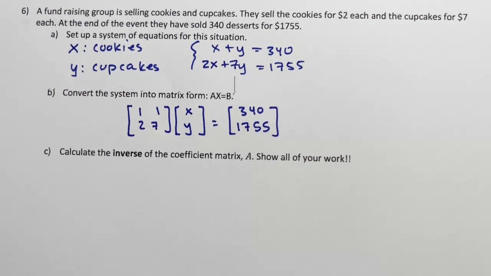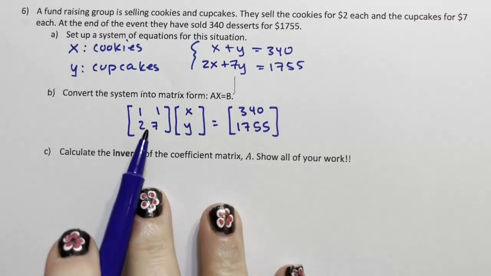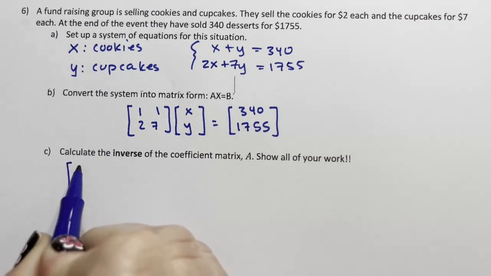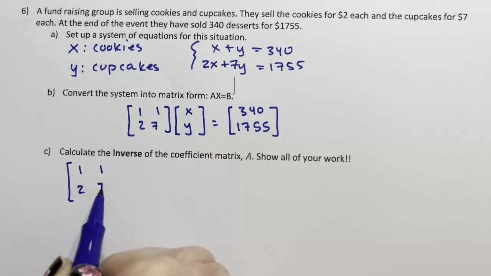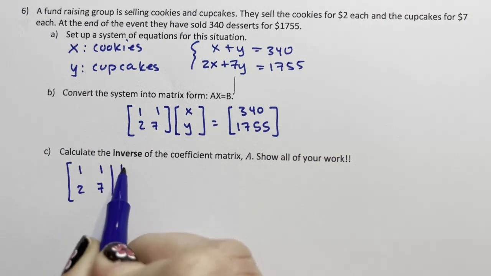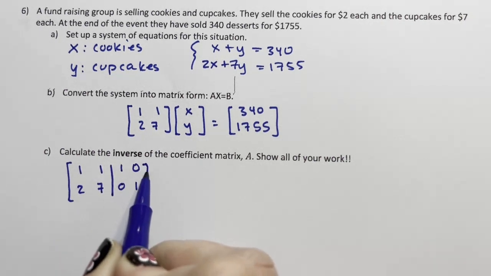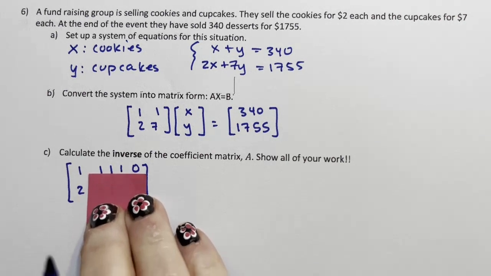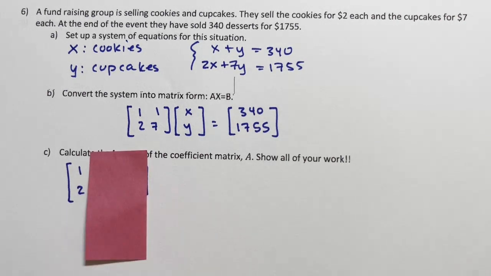Okay, next it says calculate the inverse of the coefficient matrix. Well, the coefficient is a fancy word for number multiplied to variable. So an inverse is calculated by taking the coefficients, augmenting your matrix, and putting an identity matrix on the other side, and then doing exactly what we did when you do Gauss-Jordan elimination. For Gauss-Jordan elimination, we are going to ignore everything except for that first column. We only care about that first column.